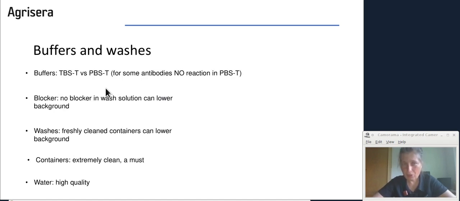Buffers and washes are also of importance. For most antibodies, we have seen that they perform well in TBST. However, some antibodies may require another buffer. Also, for some antibodies, lack of blocker can lower the background, and it is very important to use clean containers and water of the highest quality. If you experience high background, you can test whether changing to a clean container between each Western blot step will improve the situation.